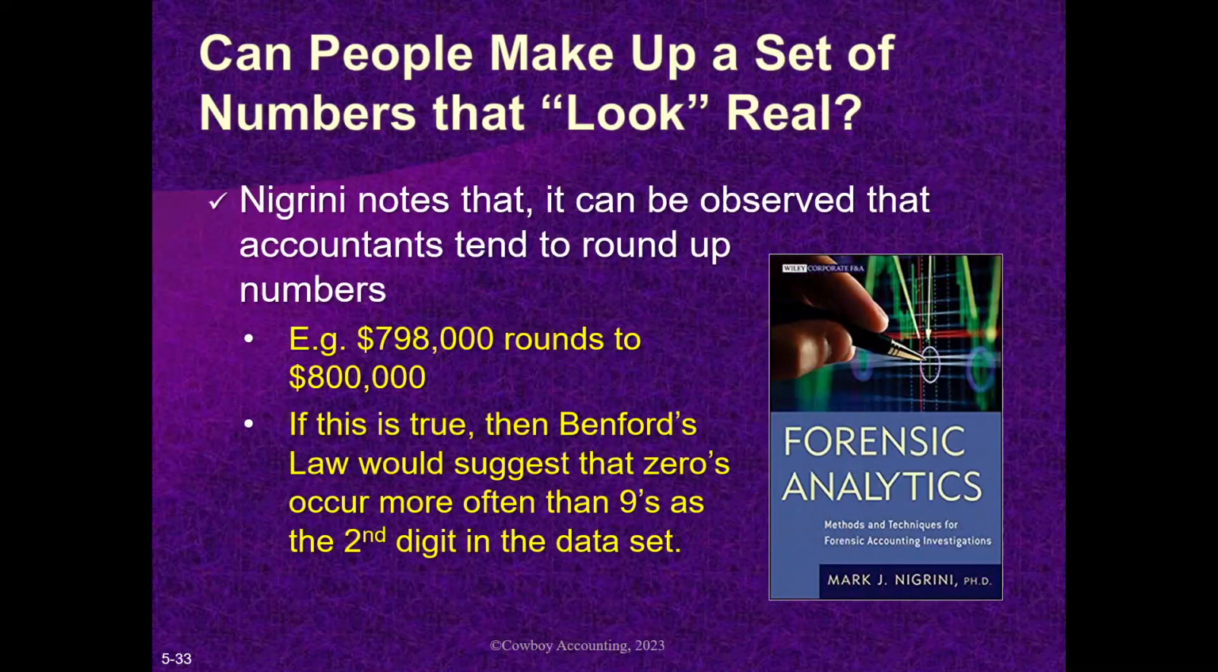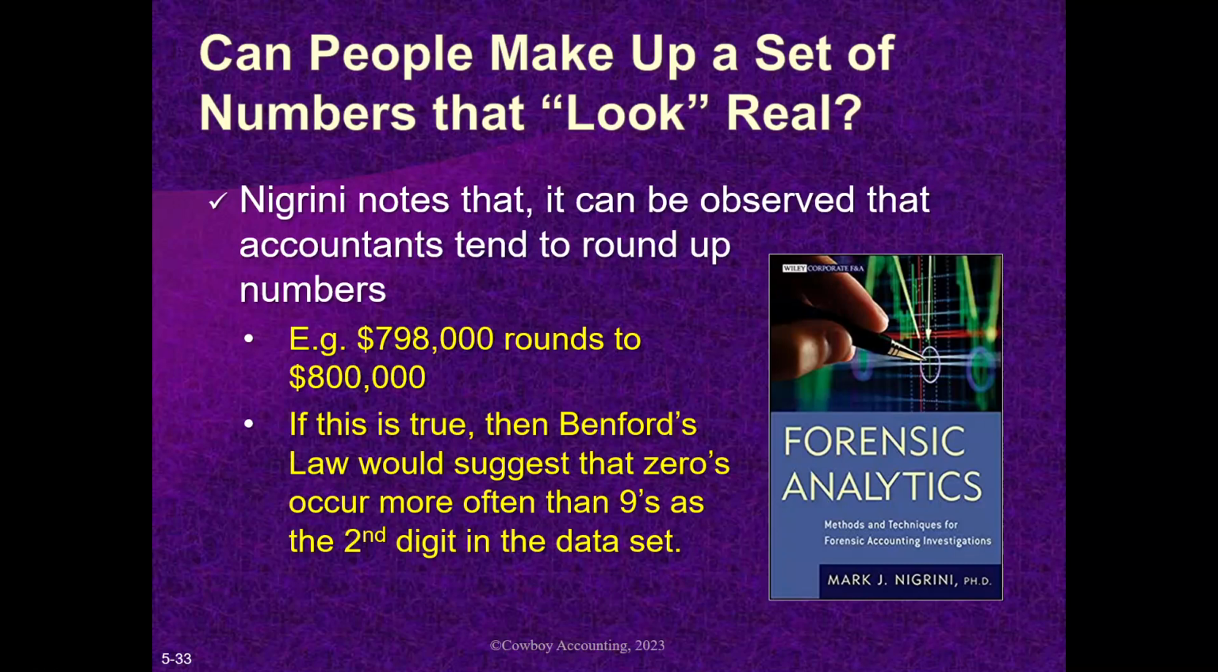So Mark Nigrini is an accounting professor who has written a book on forensic analytics, and he's talked a lot about Benford's law. He noted that it can be observed that accountants tend to round up their numbers. So, for instance, 798,000 would round up to 800,000. Now, if this is true, then Benford's law would suggest that zeros would occur more often than 9s as the second digit in the data set. So, for instance, if somebody has 798,000, that would round to 800,000, so numbers that normally would occur as 9 would occur as 8 followed by 0.